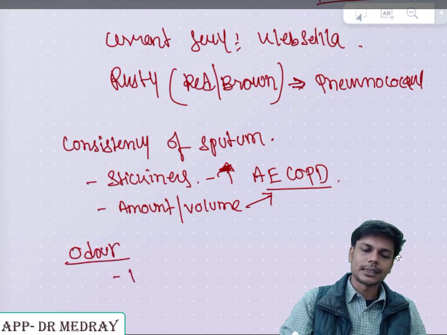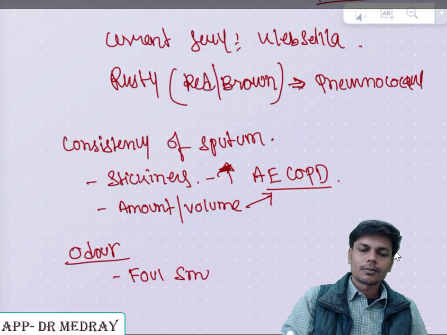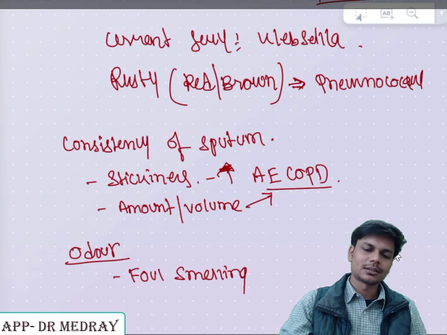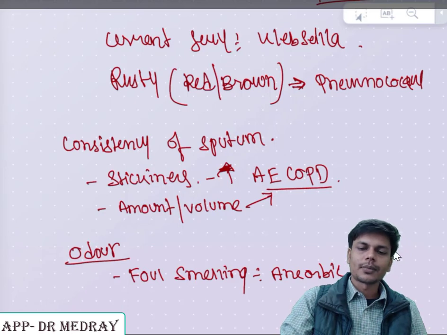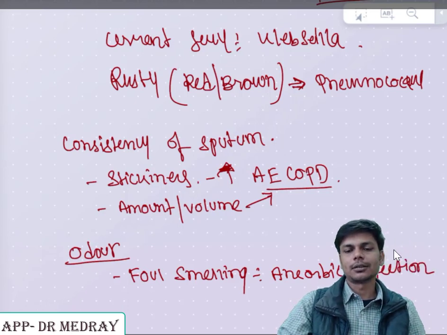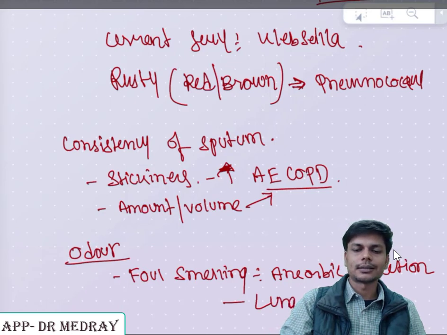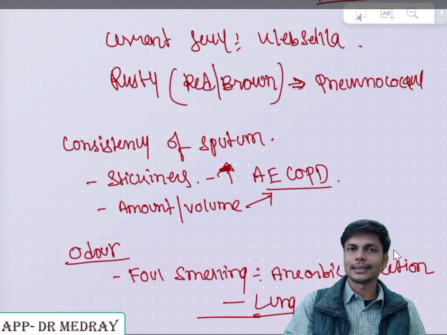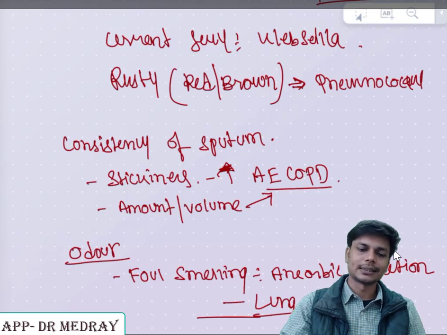Odor: if the sputum is foul smelling, along with halitosis and a bad taste for the patient, it suggests an anaerobic infection like that of lung abscess. How does a lung abscess occur? Lung abscess normally occurs by aspiration of food particles or a foreign body, which usually causes an anaerobic lung abscess. So the quality, the quantity, the consistency, and the odor of the sputum must be asked for while taking history.